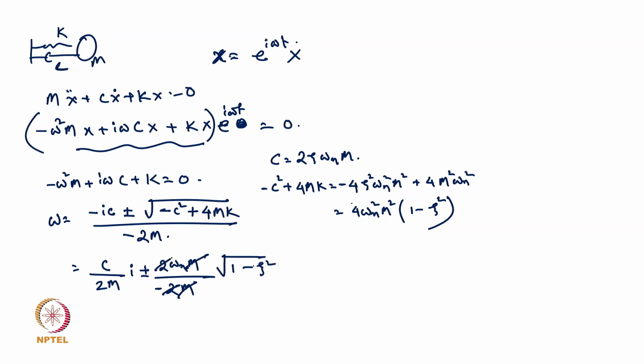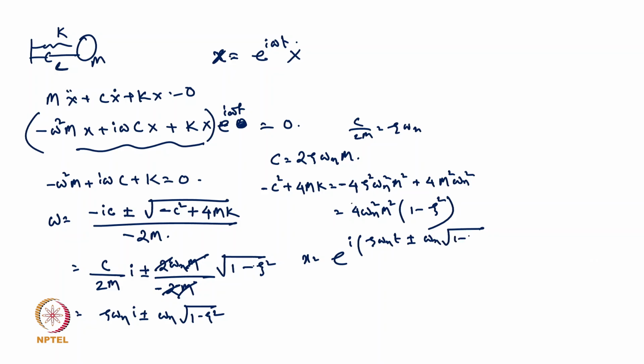So the 2 cancels out, and m cancels, and c by 2m is also xi into omega n. So I can write it xi into omega n into i plus minus omega n into root over of 1 minus xi square. Okay. So what is the response now? The response will be e to the power of i times xi omega n t plus minus omega n root over of 1 minus xi square times t.